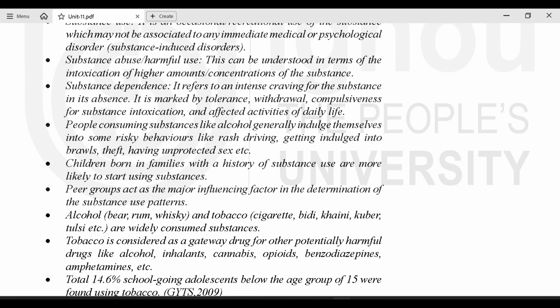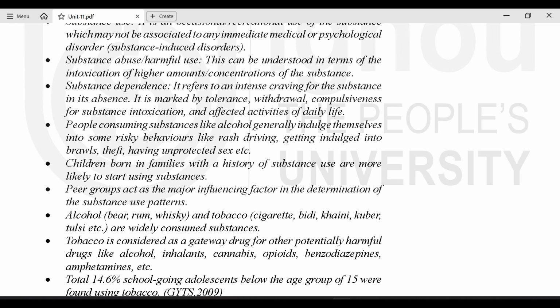People consuming substances like alcohol generally indulge themselves into some risky behaviors like rash driving, getting indulged into brawls, theft, having unprotected sex etc. Children born in families with a history of substance use are more likely to start using substances. Peer groups act as the major influencing factor in the determination of the substance use patterns. Alcohol, beer, rum, whiskey, and tobacco, cigarette, bidi, chewing tobacco, etc., are widely consumed substances. Tobacco is considered as a gateway drug for other potentially harmful drugs like alcohol, inhalants, cannabis, opioids, benzodiazepines, amphetamines, etc.